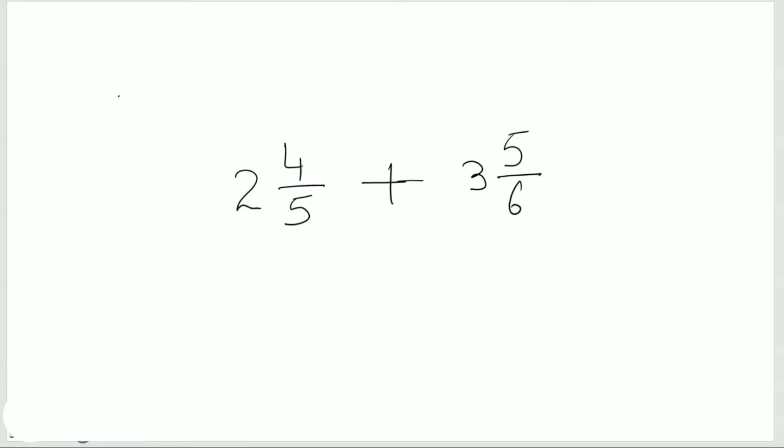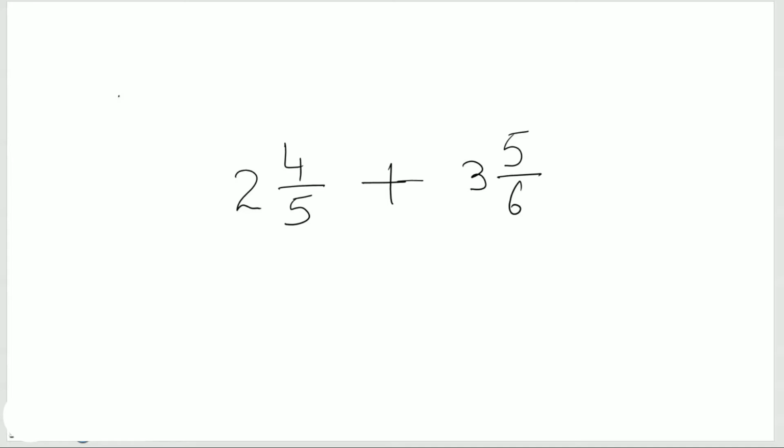Hello students, in this lesson we are going to learn how to add mixed numbers or mixed fractions. So here we have an example, 2 and 4/5 plus 3 and 5/6. How do we add these?